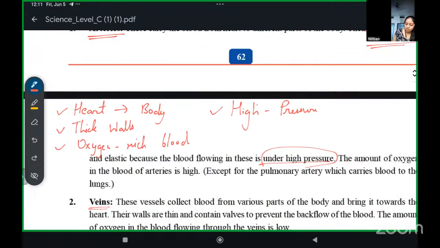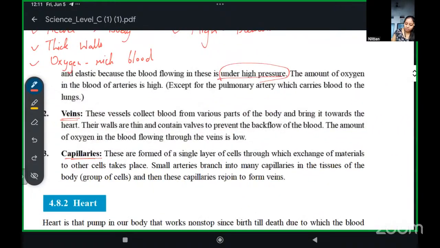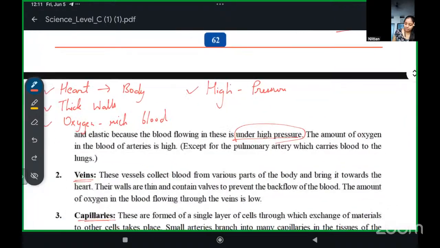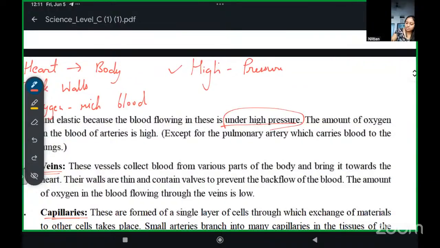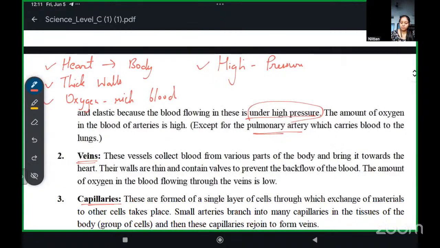Okay. Now, see, in the arteries, there is one exception, known as the pulmonary artery. This pulmonary artery is also an artery, but it carries blood to the lungs. It does not carry blood to the body; it carries blood to the lungs. So the pulmonary artery is an exception to the arteries, because the rest of the arteries carry blood to the body, while the pulmonary artery carries it to the lungs.